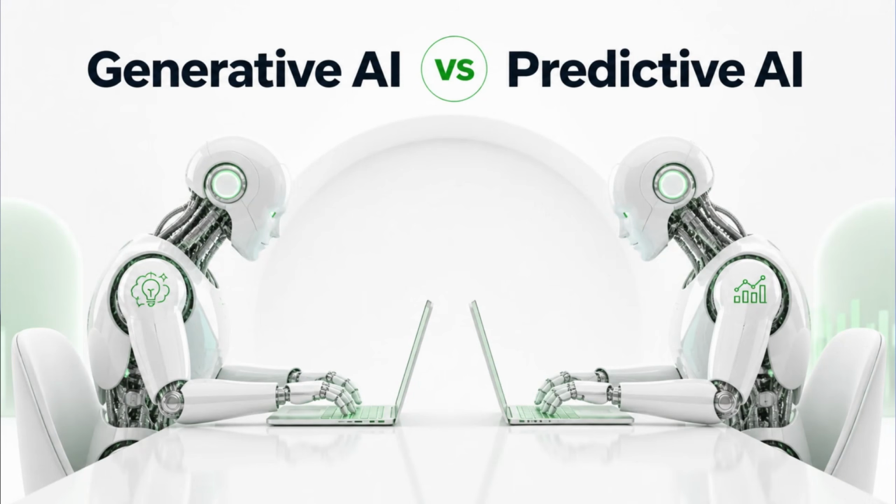And if a system generates a reply to that email, that is generative AI. So the output type is very important. Now let's understand predictive AI and generative AI. Predictive AI is mainly used to predict what may happen. For example, it can predict the sales demand or equipment failure. It can also predict whether a transaction is fraud or not.